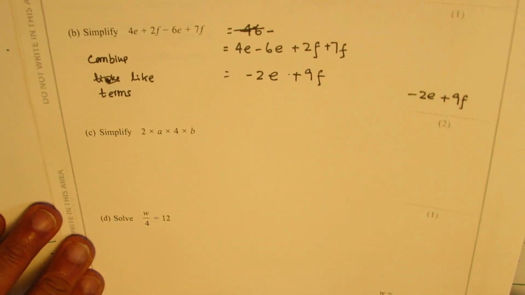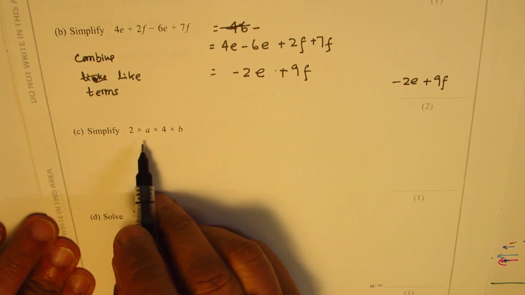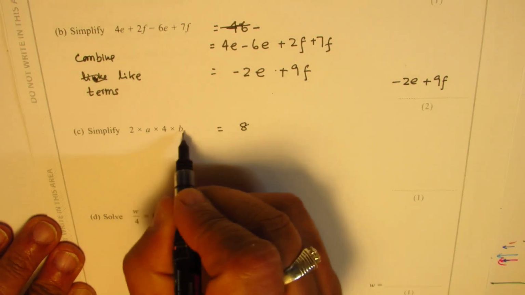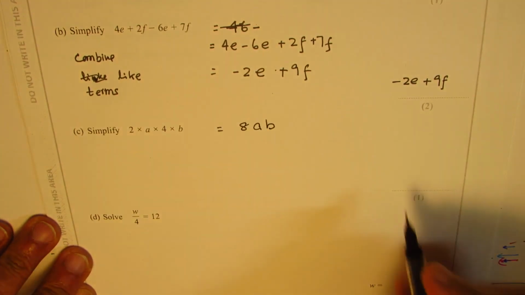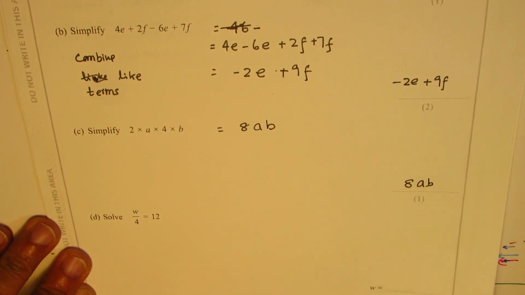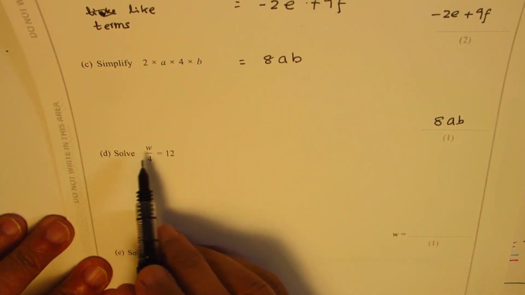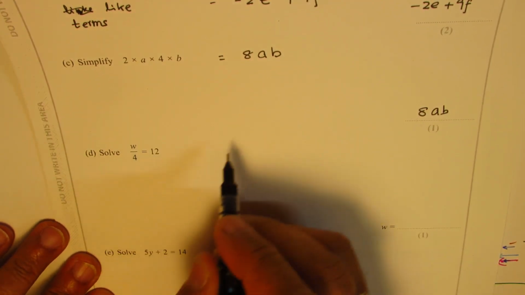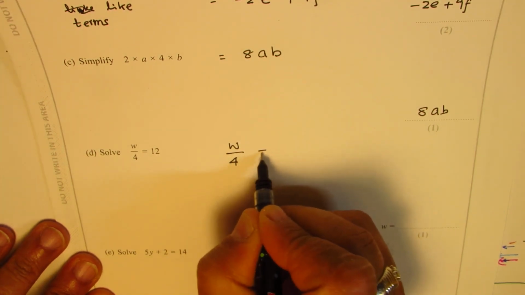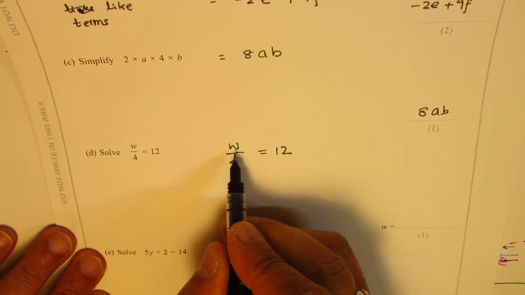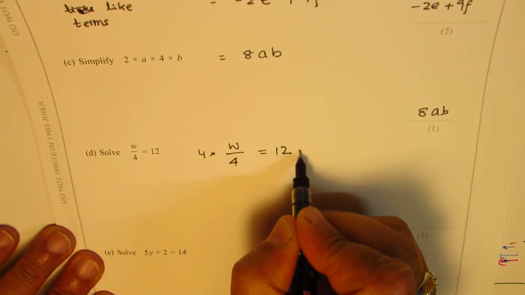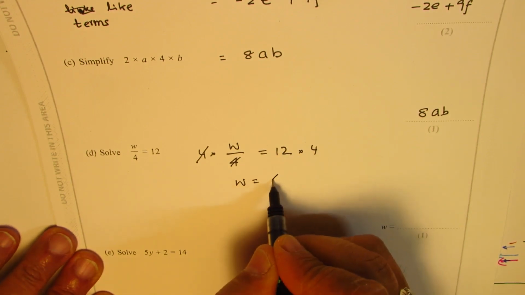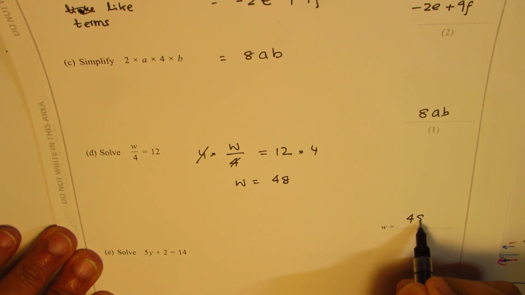Correct? Part C is to simplify 2 times a times 4 times b. So we can multiply 2 and 4. We get the number 8 and ab, right? So we get 8ab as our answer, right? Solve for w, right? When you say solve, you have to find the value of the unknown variable, which is w in this case. So we have w over 4 equals 12. Since we need the value of w, we can multiply by 4 on both sides, correct? So this 4 cancels and we get w equals 4 times 12, which is 48. So 48 is our answer.